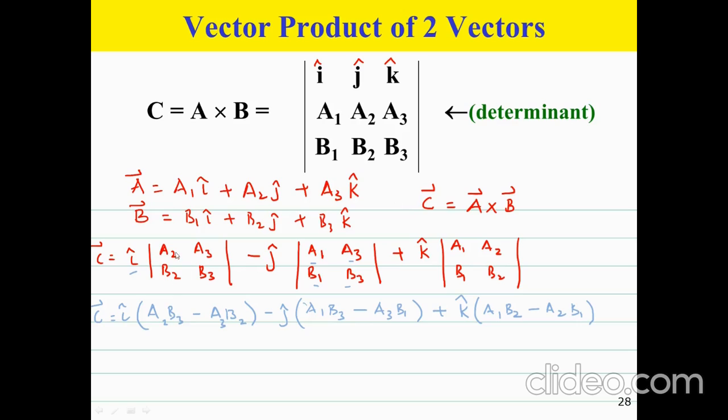Okay, and the determinant is just the cross multiplication here. So the first term will be a2 times b3 minus a3 times b2. Similarly, the next term here will be a1 b3 minus a3 b1, and the k term will be a1 b2 minus a2 b1, and so you get this entire expression, which is the cross product of a and b.